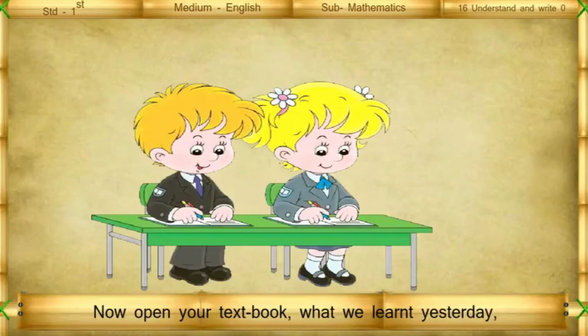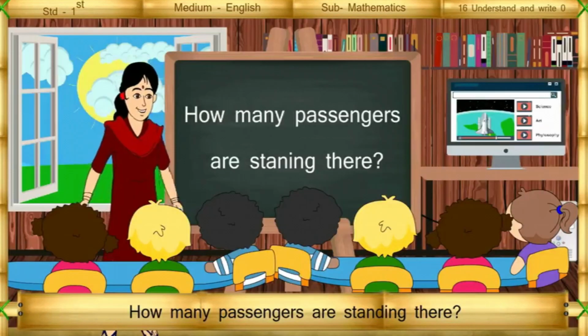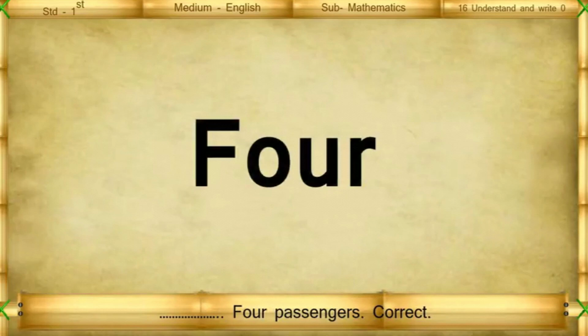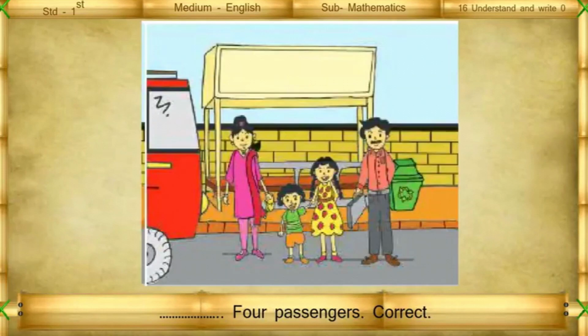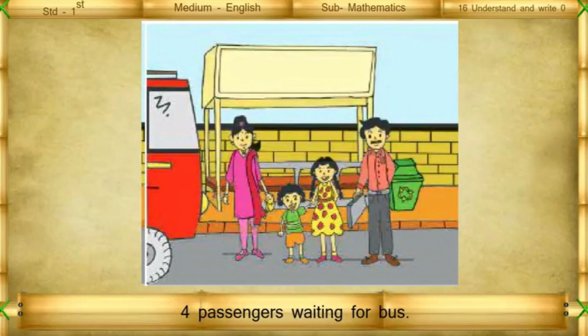Now open your textbook. What did we learn yesterday? Turn to the next page after that. Look at the left picture. How many passengers are standing here? 4 passengers. Correct. What is that place? Bus stop. They are waiting for the bus. Correct. 4 passengers waiting for the bus.